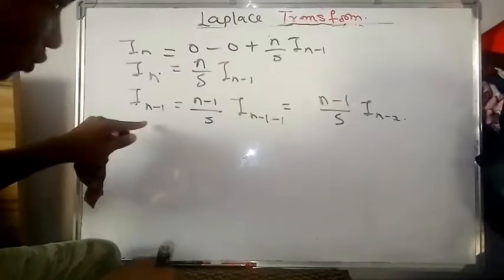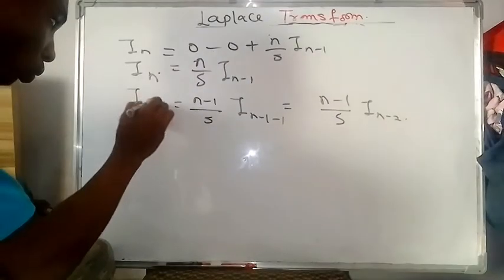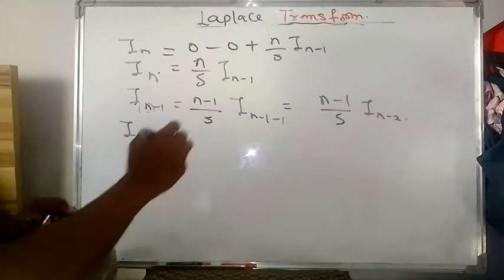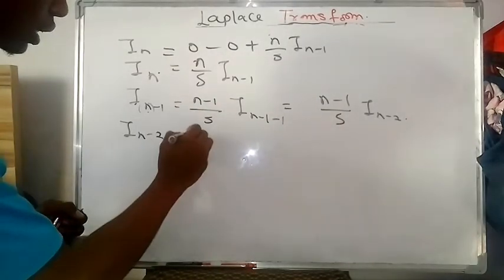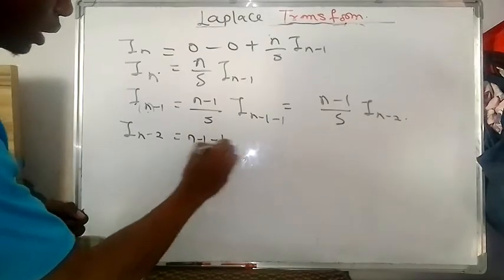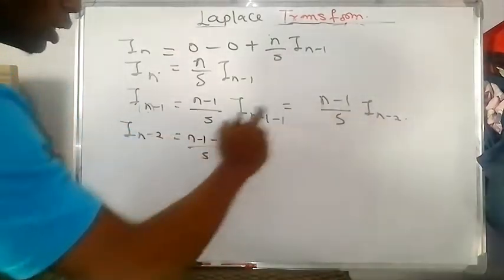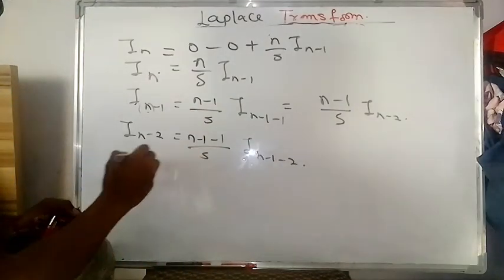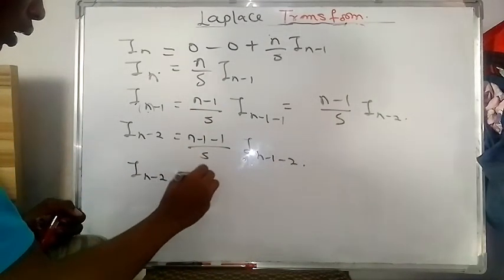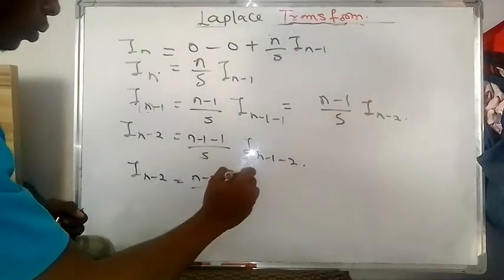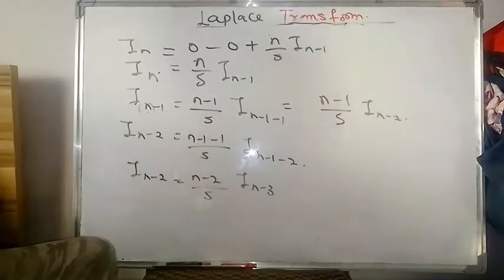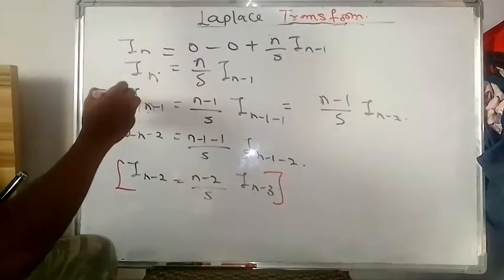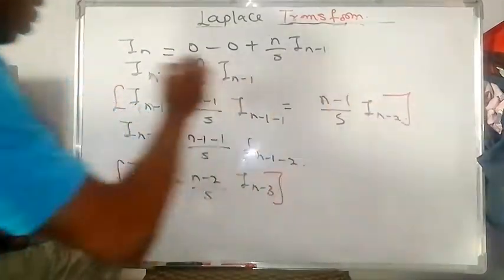The same process: if I replace this n here with n minus 1, this is n minus 1 minus 1, which becomes n minus 2. Replacing n minus 1 here, this is n minus 1 minus 1 divided by s, and replacing n minus 1 here also, this is n minus 1 minus 2. So this becomes n minus 2 divided by s, I n minus 3. So if you can see, there's a pattern, so we are taking note of this.